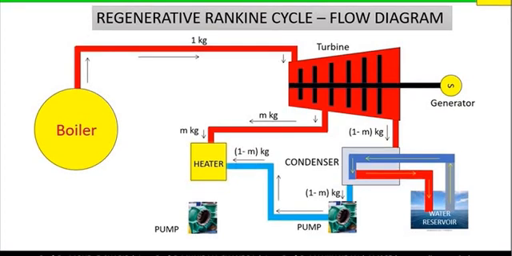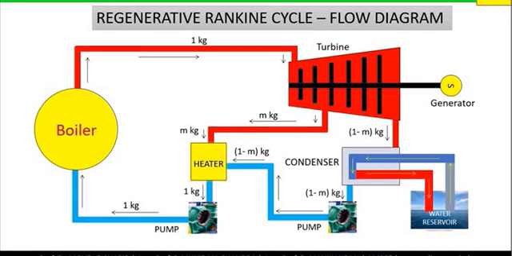Now here in the heater, m kg of steam and 1 minus m kg of water both mix, and the temperature of the water is increased. Now after mixing m kg and 1 minus m kg, the water coming out of the heater is 1 kg of higher temperature. This 1 kg of water is pumped back to the boiler. So this is the complete flow diagram of a regenerative Rankine cycle.